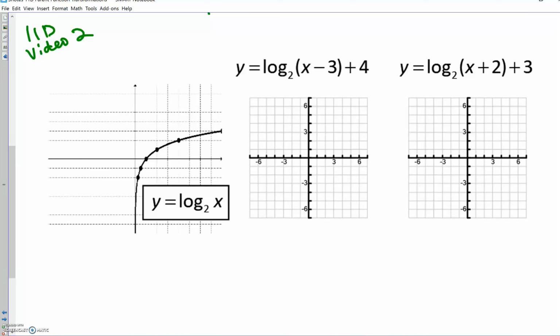So continuing with the 11D notes, we're going to next graph the log function, which should be fresh in your memory from the log unit we just finished. And this is what the graph of the log function looks like. Our anchor point we're going to use is the point (1, 0), because all logs go through that point.